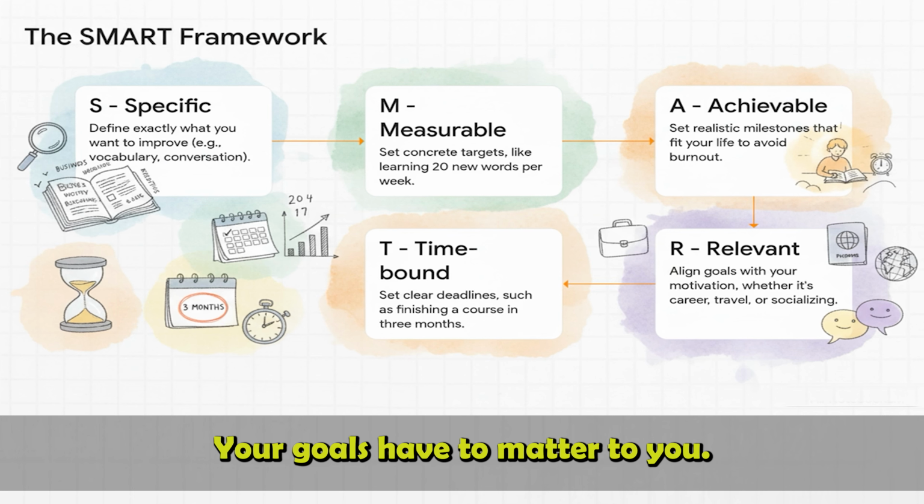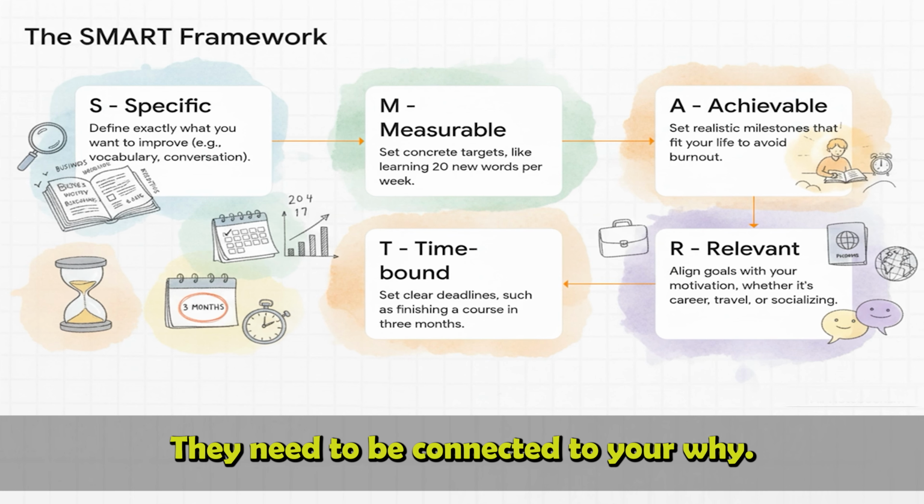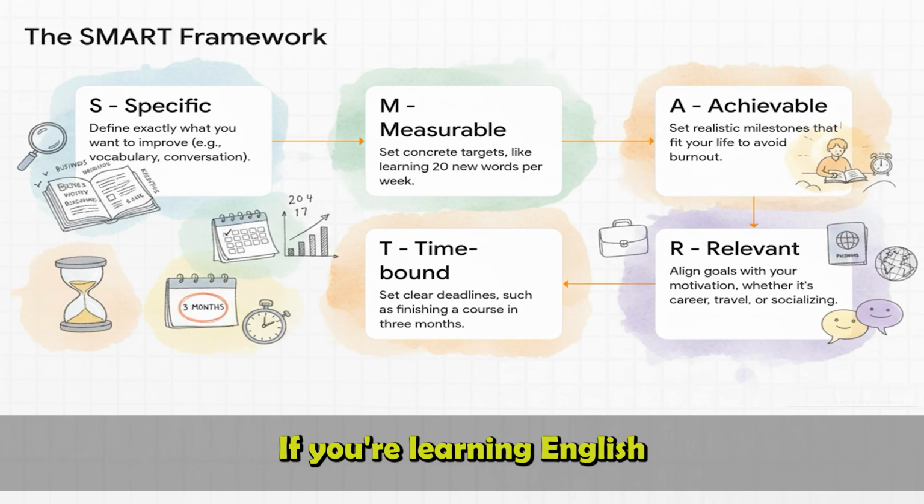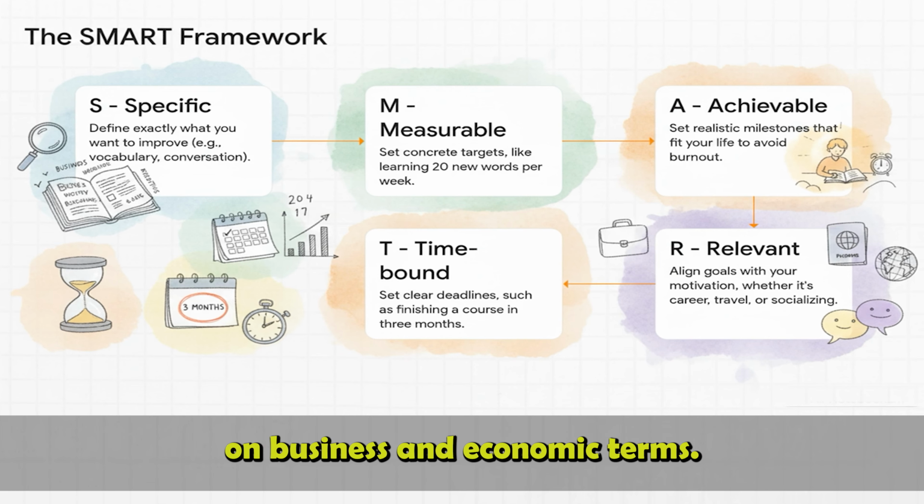R is for relevant. Your goals have to matter to you. They need to be connected to your why. If you're learning English for a promotion at your finance job, your goals should be focused on business and economic terms, not learning the names of animals at the zoo. It has to align with your real-life motivation.